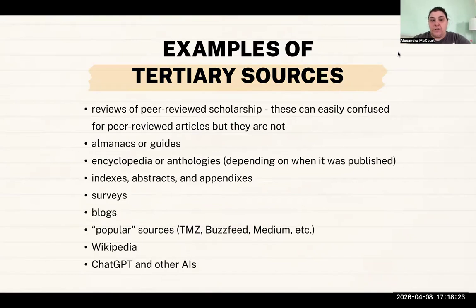Some examples of tertiary sources are reviews of peer-reviewed scholarship. Now that might sound confusing. Peer-reviewed articles that are new ideas, new research that has been conducted, that is a secondary source. But a review of existing scholarship is not considered peer-reviewed research because it's not new research. It's reviewing what research has already been conducted. And these can be easily confused for peer-reviewed articles, but they're not.